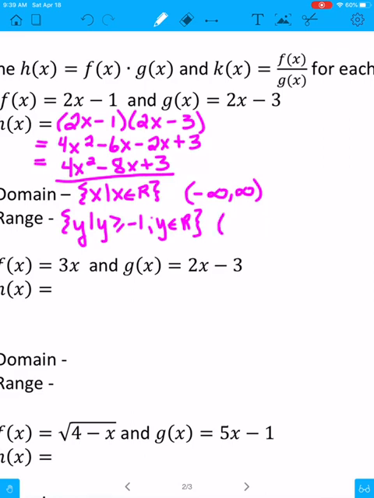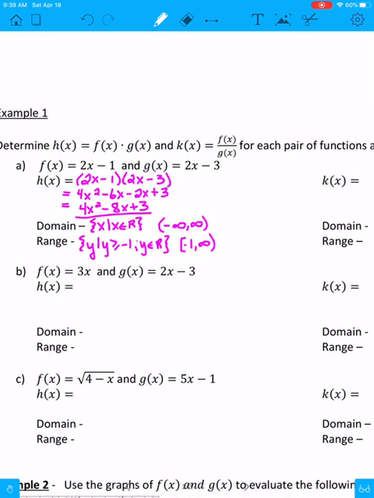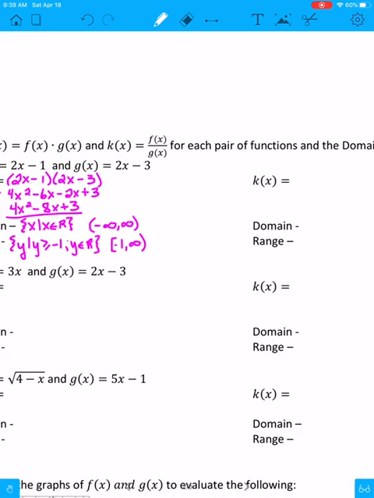And I'm from negative 1, square bracket, sorry, because it's equal to it. Negative 1 to infinity is my interval notation. Okay. K of x is f of x divided by g of x. So f of x is 2x minus 1 divided by g of x, which is 2x minus 3.